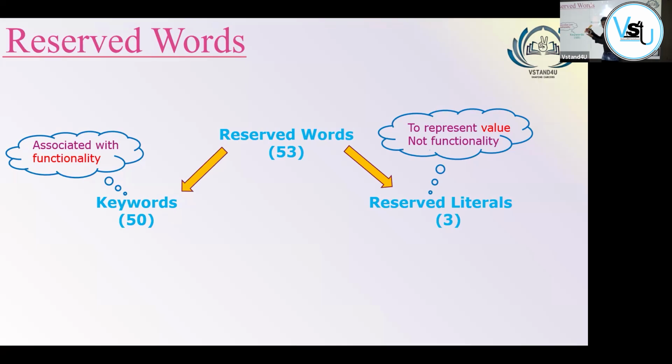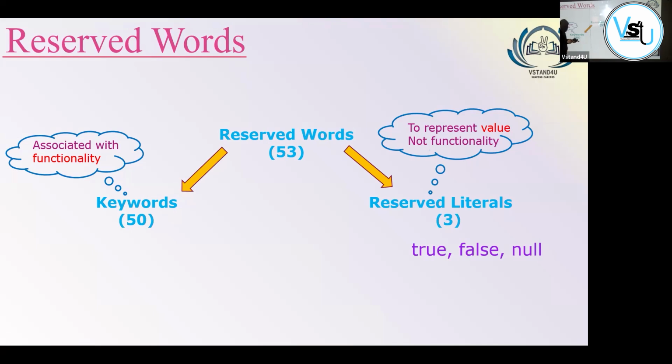Some keywords are predefined words. Predefined values are also there. Are you getting my point? Keywords means predefined words. Reserved literals means predefined values, which represent a value, not functionality. How many are there? Let me show you. Pay attention now. Can you read?